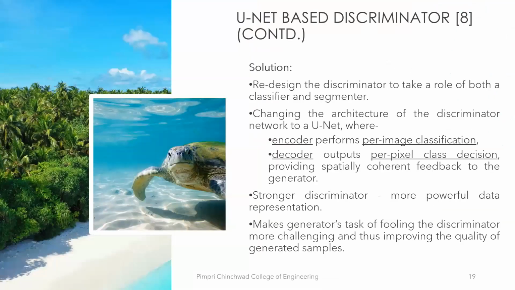But in case of the UNet-based architecture, there are two parts in UNet: one is the encoder and one is the decoder. The encoder gives an overall classification for the image, whereas the decoder does the classification per pixel and gives the decision pixel-wise. This makes the data representation stronger, and also the generator's task of fooling the discriminator becomes more challenging, and hence it helps in generating more enhanced quality data.